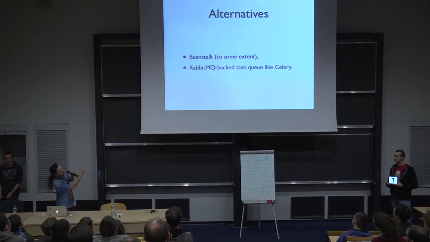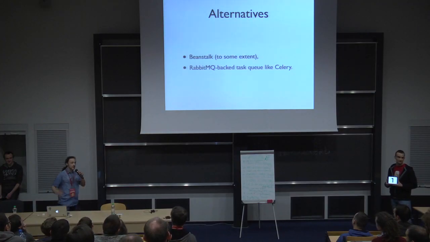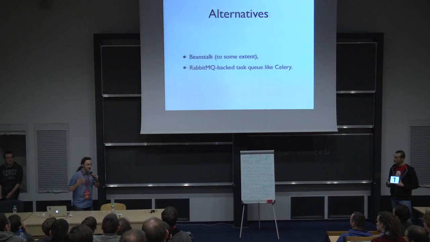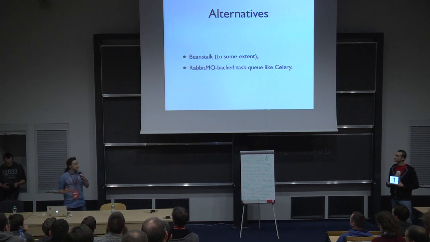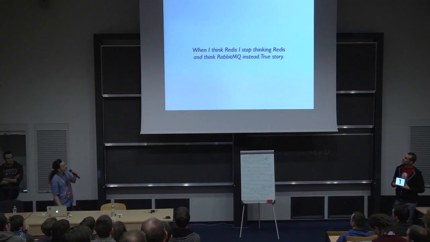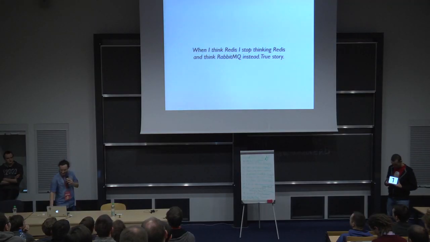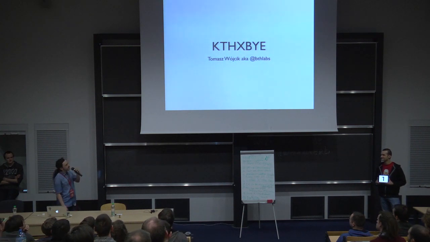And what I eventually went with was a RabbitMQ-based task queue called Celery. This is a Python project, the entire application is Pythonic, and I would like to ask anybody here to port it to Ruby, so I can use it in my Ruby applications and be a happy developer, because there is nothing like Celery in the Ruby world now, which is sad. So the final remark is, when you think Redis, think RabbitMQ instead. True story. So this is it from me. Thank you very much. I'm Tomek at BTH Labs. Have a nice day.